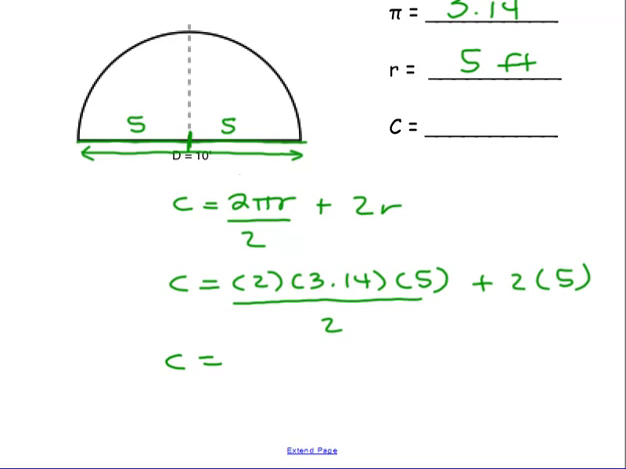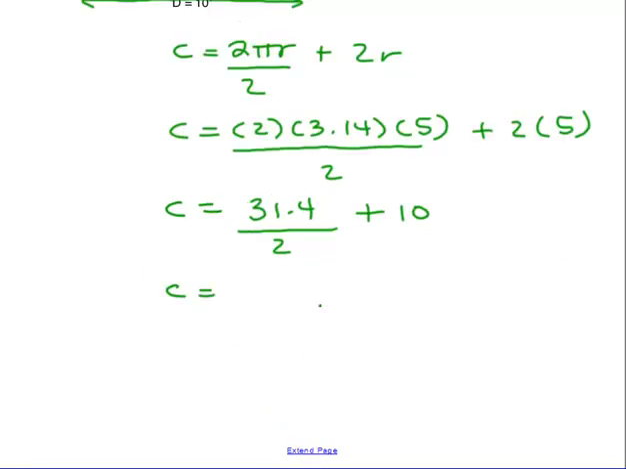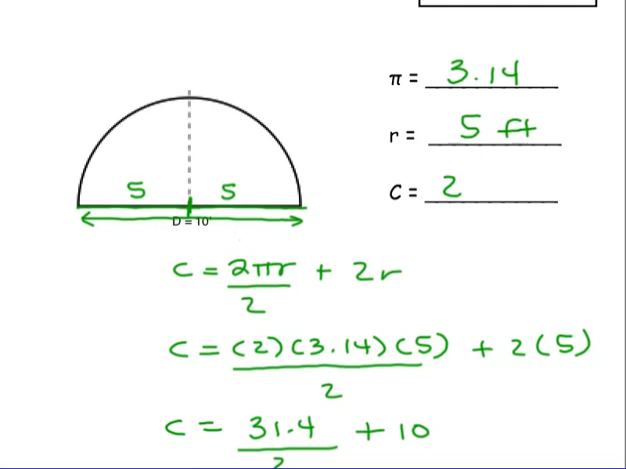C equals, let's go ahead and do the top. 2 times 3.14 times 5. That's going to give us 31.4 divided by 2 plus 10. So I'm going to take that 31.4 and divide it by 2. And that gives me 15.7 plus 10. So my final circumference is 25.7. And that's going to be feet squared. Oh, sorry, not feet squared, just feet, because it's circumference, which is perimeter.